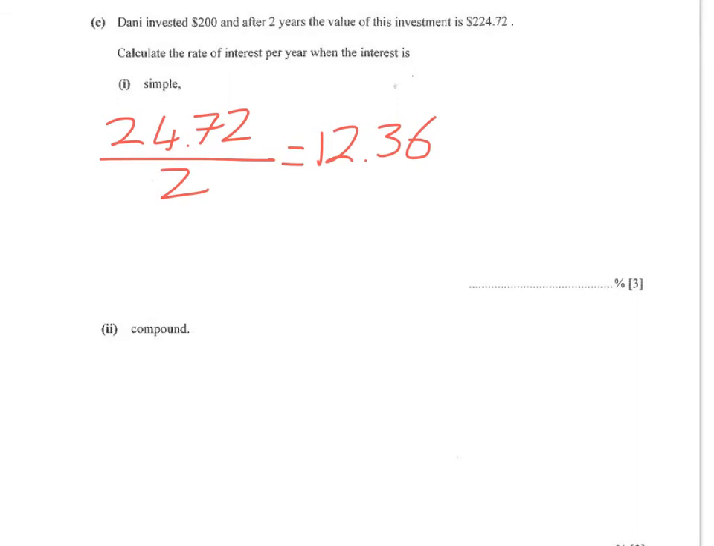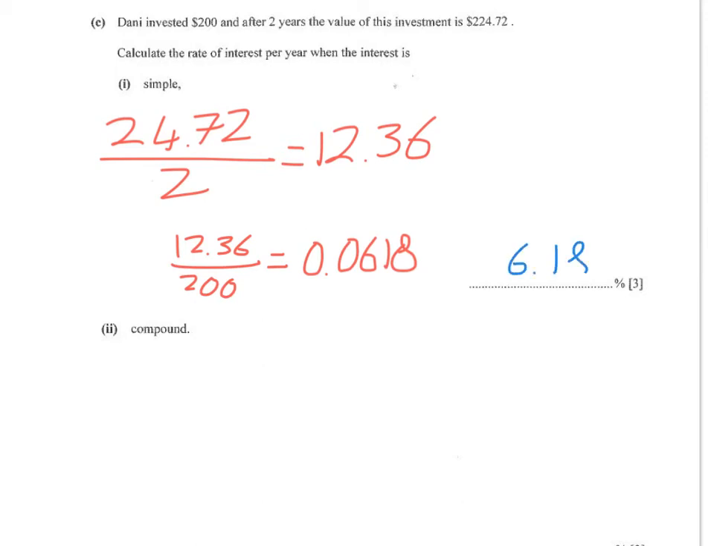So to work it out as a percentage of 200, I tend to think of these as like test scores. $12.36 out of 200, and then that will give us 0.0618. If we multiply that by 100 to make it a percentage, we can see he's earning 6.18%. That was assuming the amount he got each time was the same.